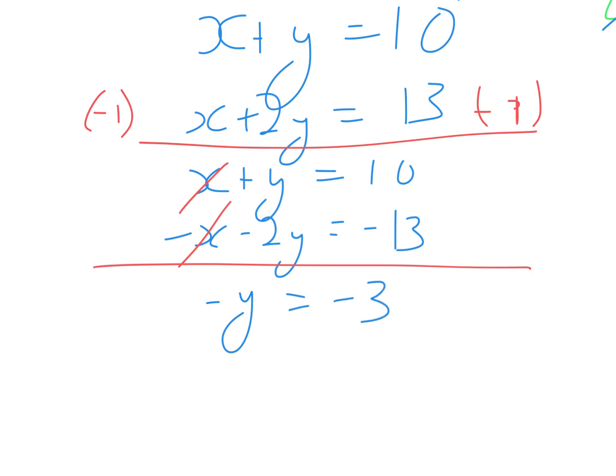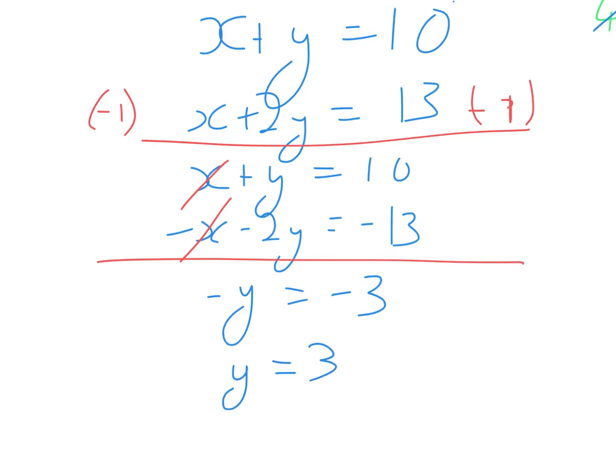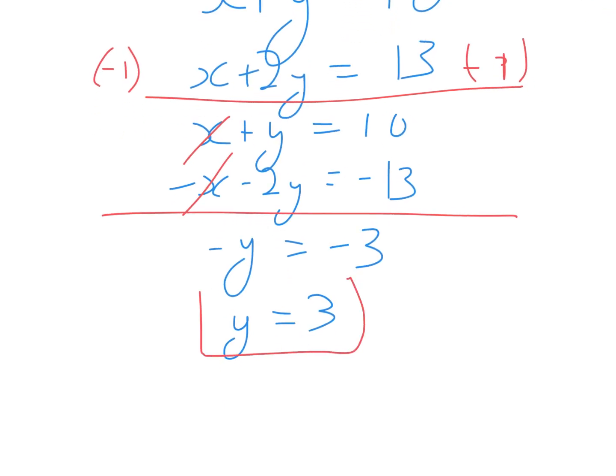So at this point, we could divide both sides by minus 1 if we like, or we could just switch the signs of every term. Lots of different ways of thinking about this, but essentially we end up with y is equal to 3. Just for the purposes of our work being clear to an examiner reading it, we're going to put a box around that because that's quite an important milestone in our question.